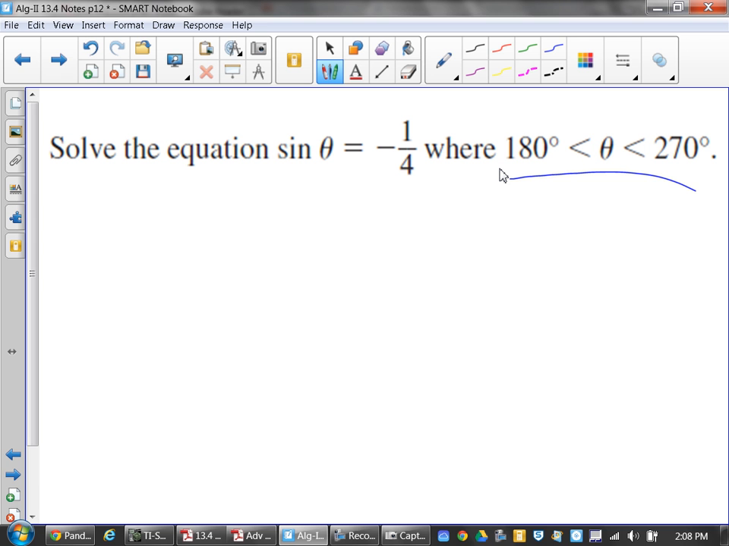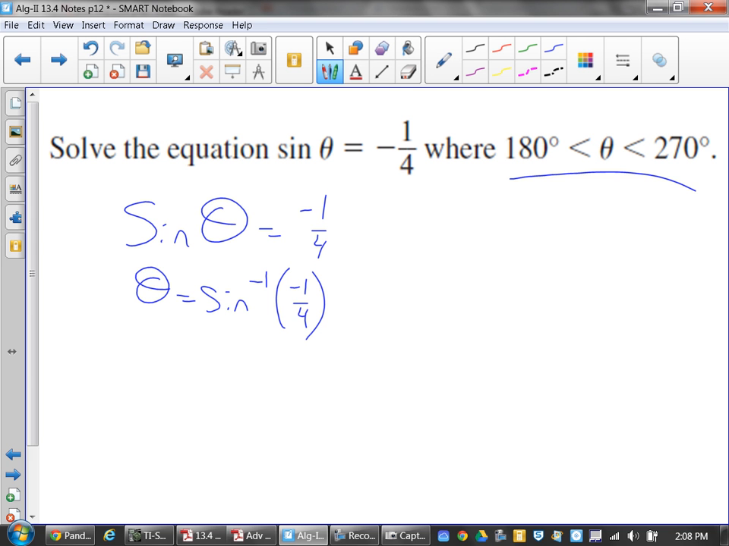So what happens now is that if you want to figure out what theta value, what angle has a sine of negative 1/4, what do you put in the calculator? Inverse sine of 1/4? Yeah, so you type in the calculator sine inverse of negative 1/4, and it's going to give you some degree measure. What does it give you? Good, you're getting negative 14.